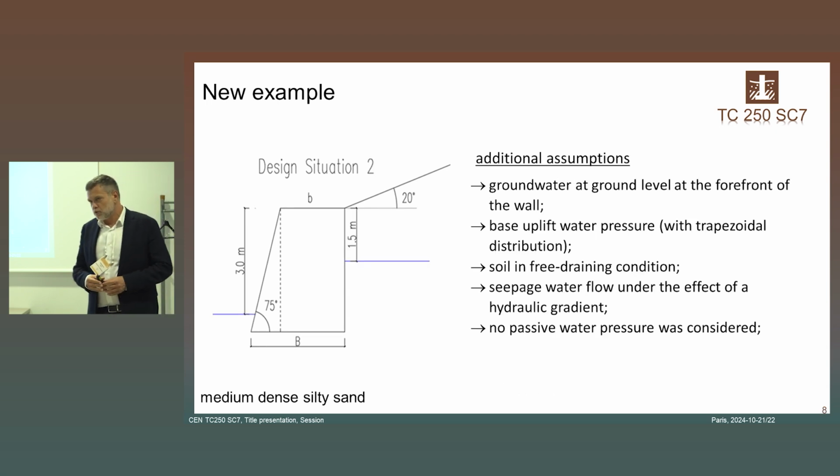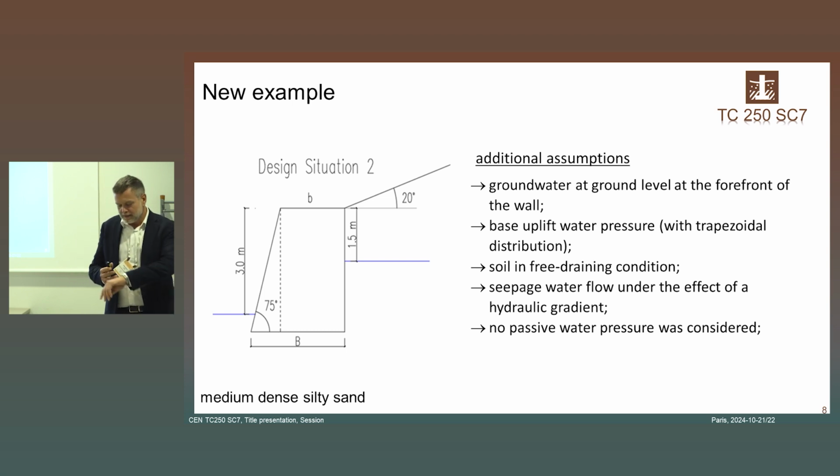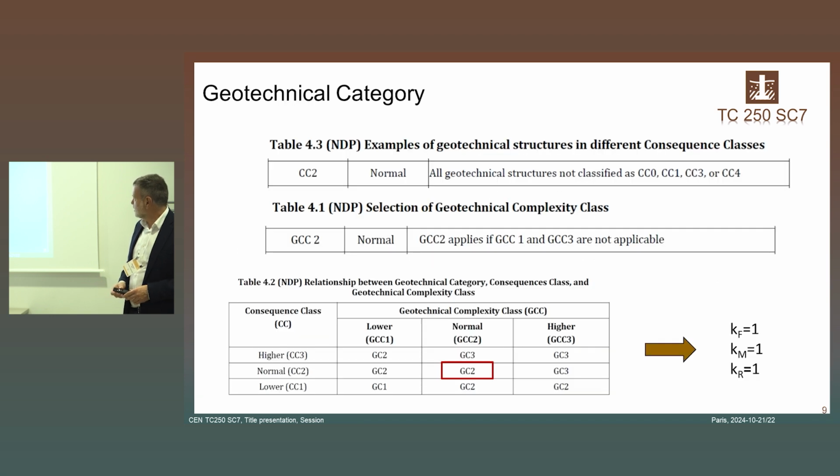Second design situation is the one with the water, groundwater in the backfill, and obviously the idea of having two design situations means that at the very end you are going to take the worst case for the design of your wall. So basically, in addition to the assumptions that were done for the first design situation, we have the assumption on the water behind.